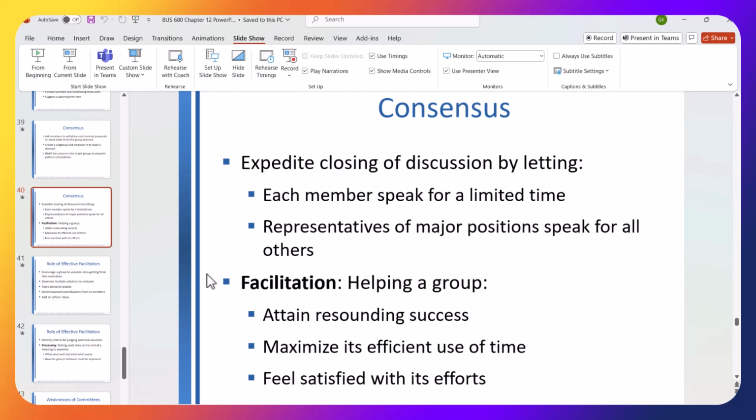Facilitating: helping a group attain resounding success, maximize the efficient use of time, feel satisfied with its efforts. So with the facilitation, you think in terms of keeping the group moving forward. Whatever it is that they need to keep them moving forward, you do that. That's what a good facilitator will do.